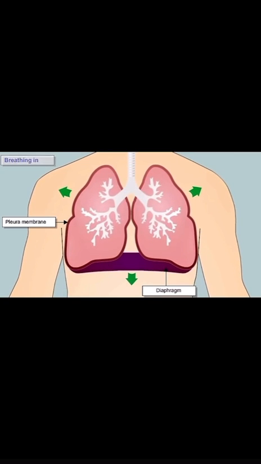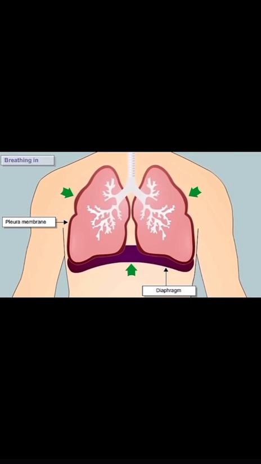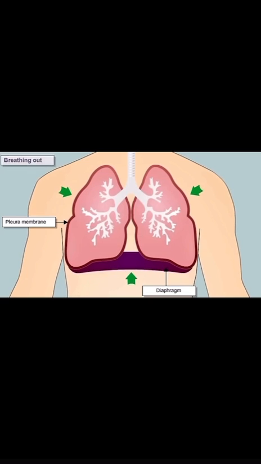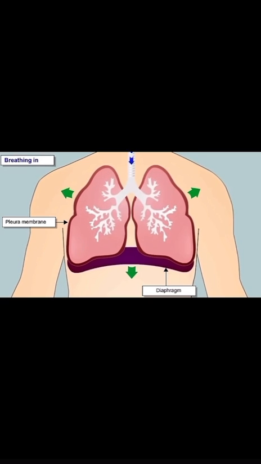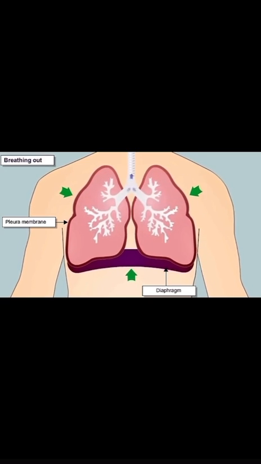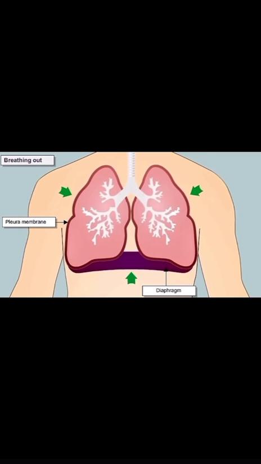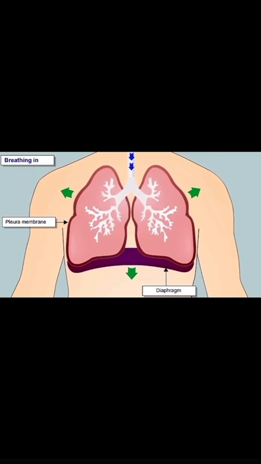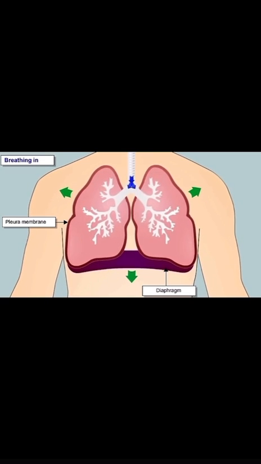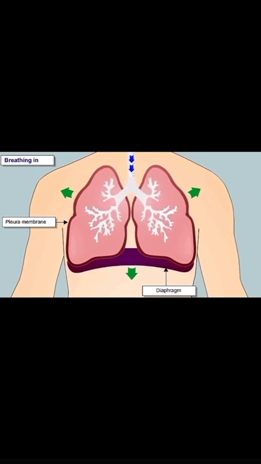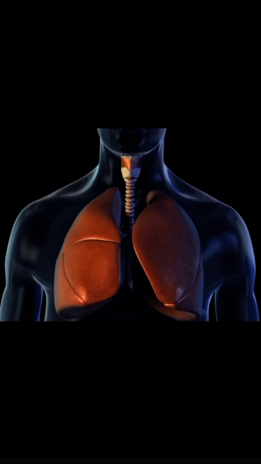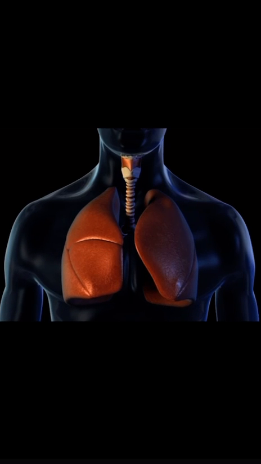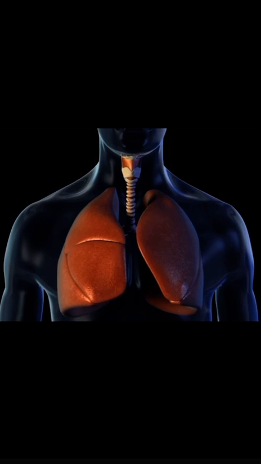During inspiration, the diaphragm contracts and pulls down. Intercostal muscles contract and expand the rib cage, allowing air to enter the lungs. During expiration, the diaphragm relaxes and goes up. Intercostal muscles relax and the rib cage collapses, allowing air to exit the lungs. One breath in and one breath out completes one breathing cycle.